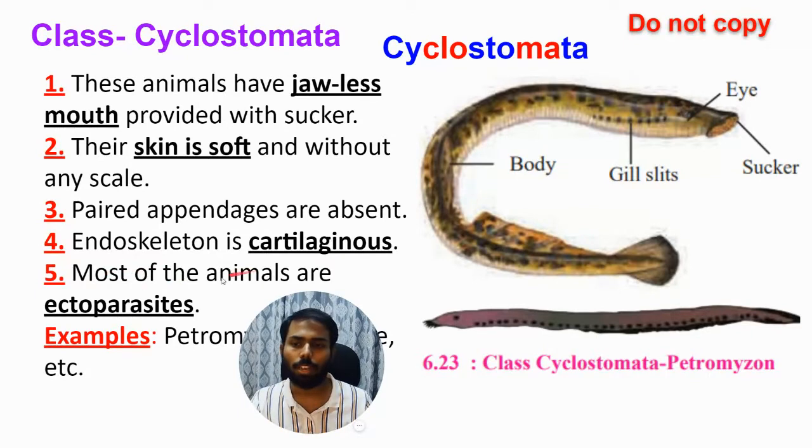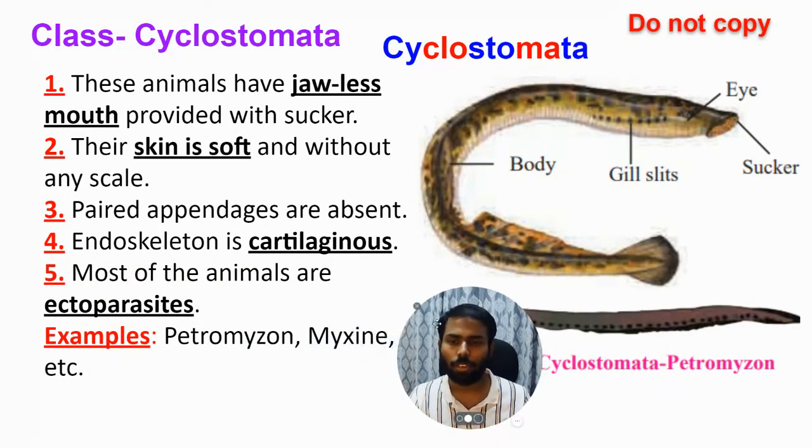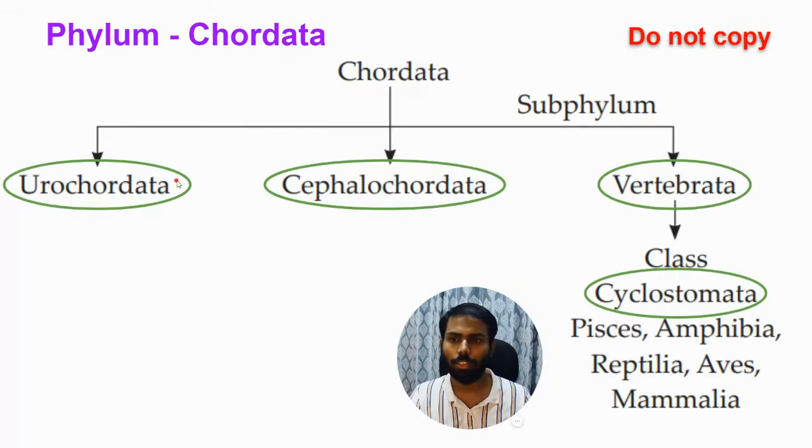Most of the animals are ectoparasites. What is the meaning of ectoparasites? Parasites means it will live inside or on some other living being, right? Ecto means outside. It means it is not going to live inside other animals. It is going to live on other animals. Okay, so that was Cyclostomata.